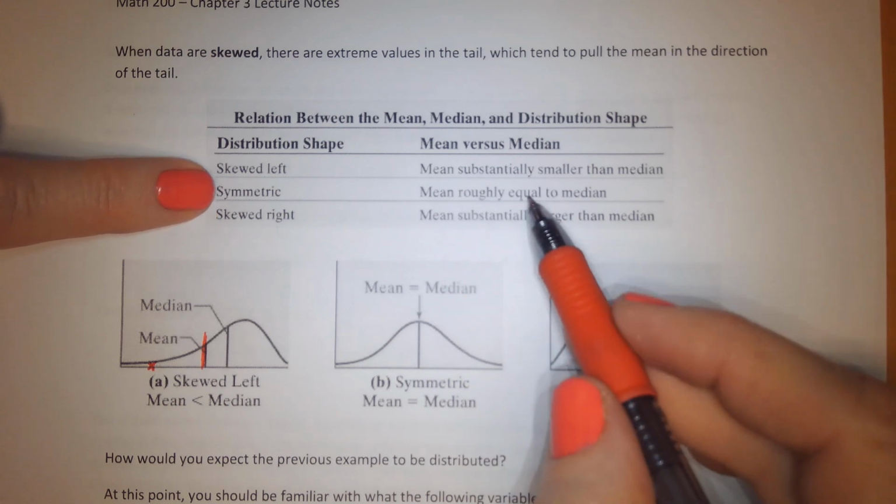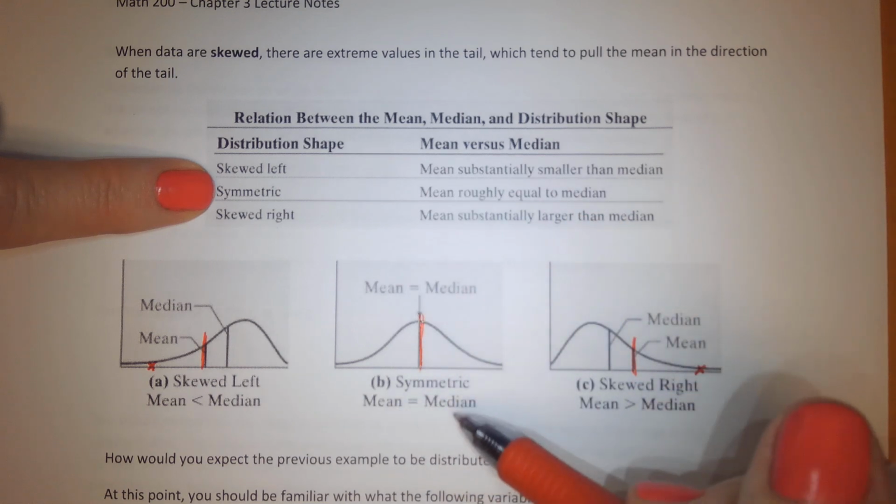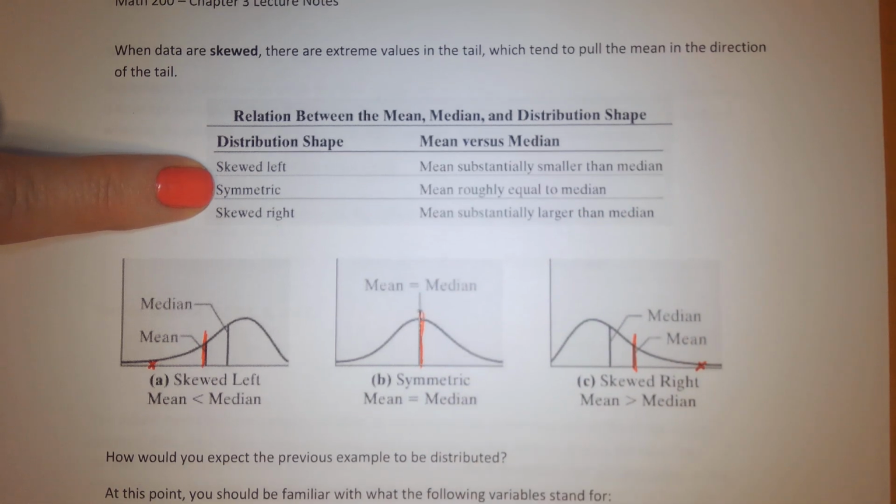Now a graph that's symmetric, however, the mean and the median are roughly equal to each other in the middle. The mean, median, and mode all occur in the middle.